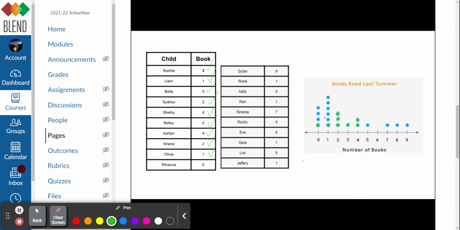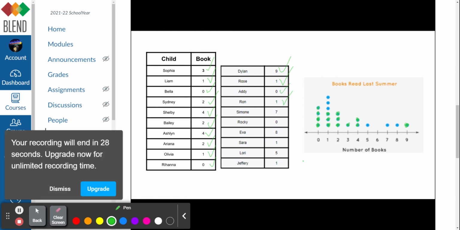Olivia read 1, we'll put a dot over 1. Rihanna read 0, so we'll put a dot over 0. Dylan read 9, and that's where that dot came from. Rose read 1, that's where that dot came from. Addie read 0. Ron read 1. Oops, I just did 0, so let me cancel out that 0 right there. Rocky did 0. Simone did 7. Ava read 8. Sarah read 1. Lori read 5. And finally, Jeffrey read 1. So we have all of the data on these frequency tables represented here on our dot plot.